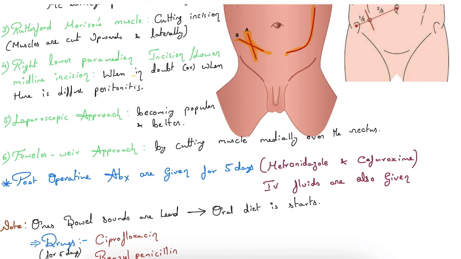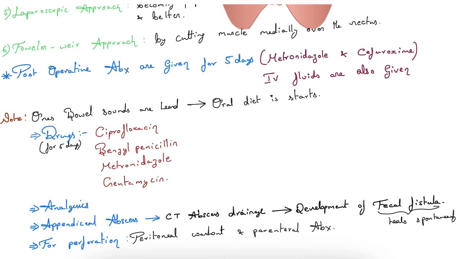Postoperative antibiotics we mostly give for 5 days, like metronidazole and cefuroxime, and we can also give some fluids. If bowel sounds are heard after appendectomy, then we can easily start an oral diet. We can start drugs for 5 days like ciprofloxacin, benzylpenicillin, metronidazole, gentamicin, and analgesics.